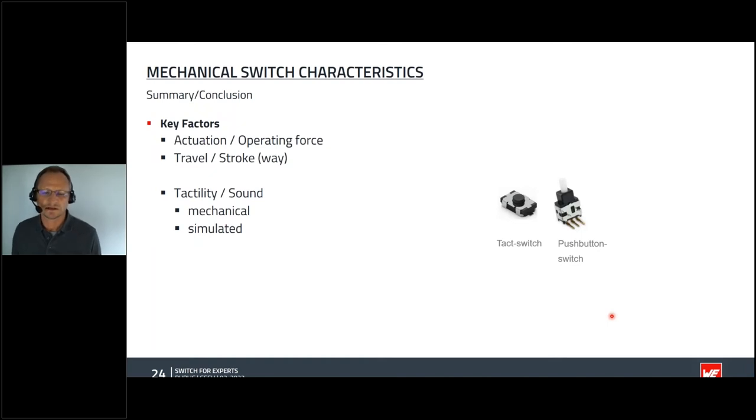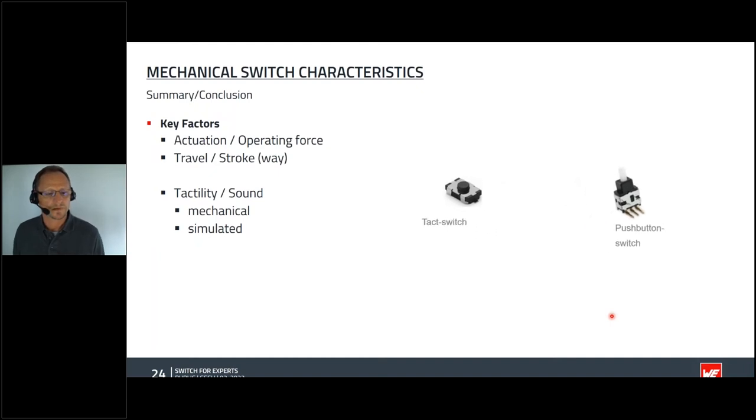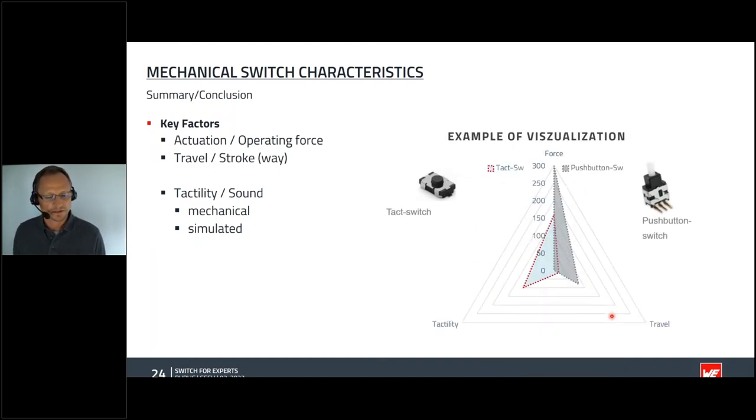So I tried to show it with this kind of diagram. But just for your information, this kind of graphic is nothing common. Not anyone is using it so far. It's just a proposal or an attempt at how to make different characteristics visible. So if necessary, you could even add more parameters and choose the way your switch you prefer to make it visible for you.